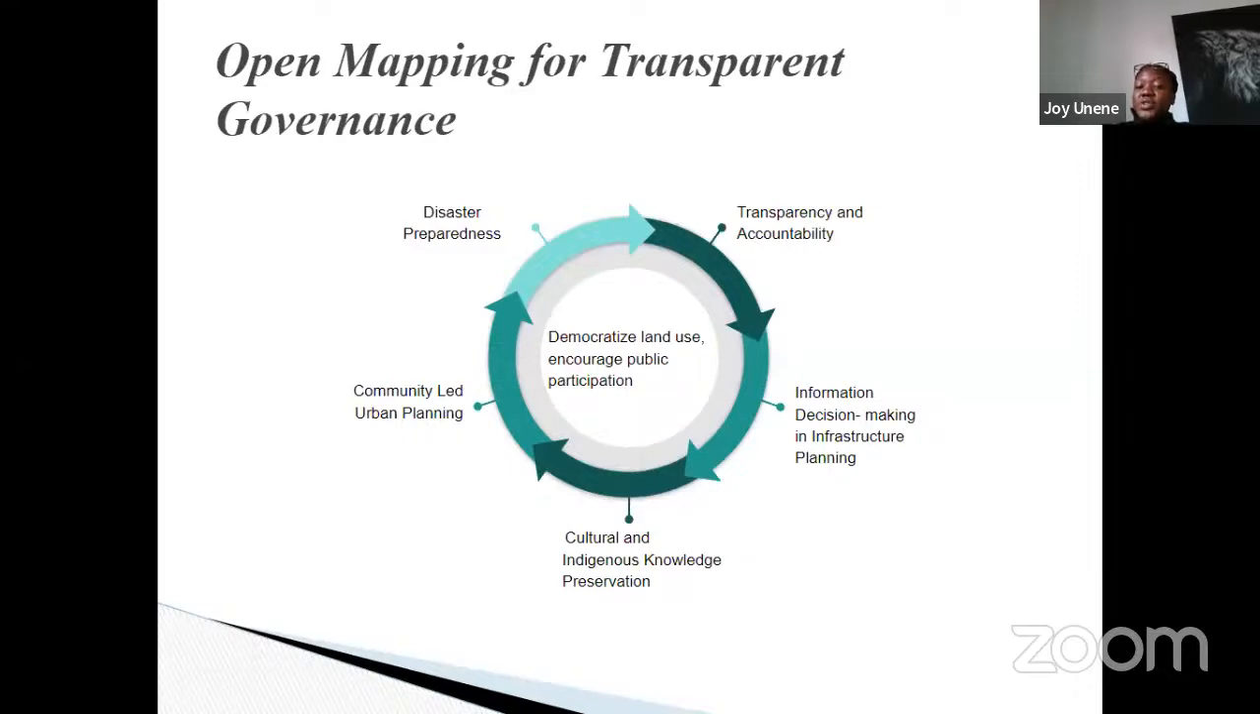We also have cultural and indigenous knowledge preservation. This comes about where we know that some places and some things are still kept very traditional, for lack of better terms, and it helps to preserve culture and heritage sites.